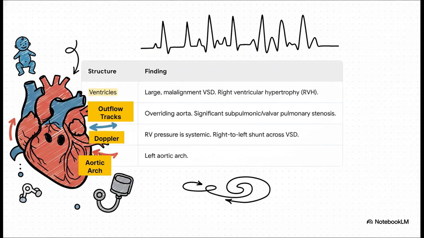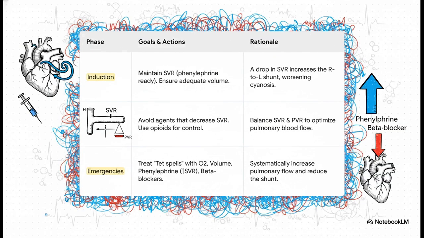It'll show that the RV pressure is just as high as the systemic pressure, and the shunt across that VSD is flowing right to left. And that, right there, is why the patient is blue. So how does all that translate into our anesthetic plan?